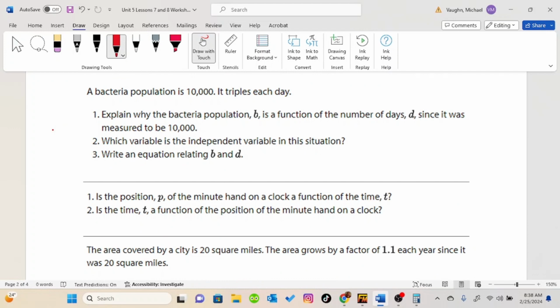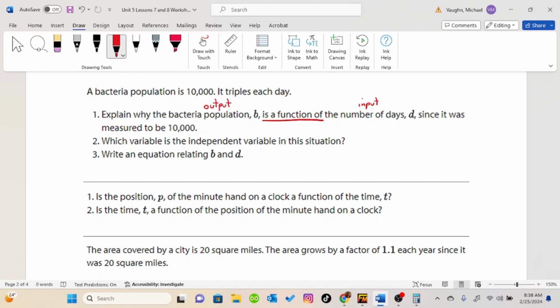A bacteria population is 10,000. It triples each day. Number 1, explain why the bacteria population B is a function of the number of days D since it was measured to be 10,000. Again, is a function of. That means the population is the output and the number of days is the input.